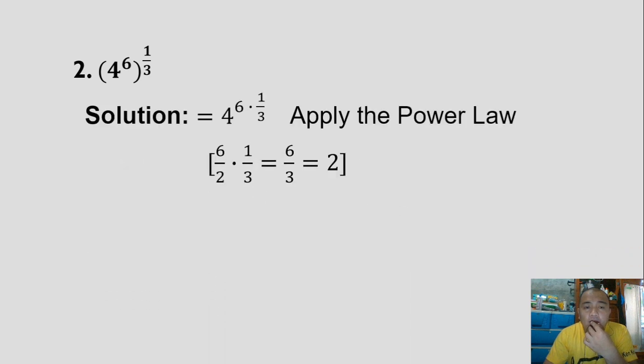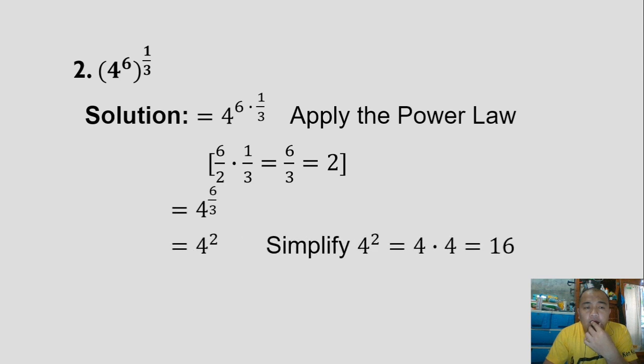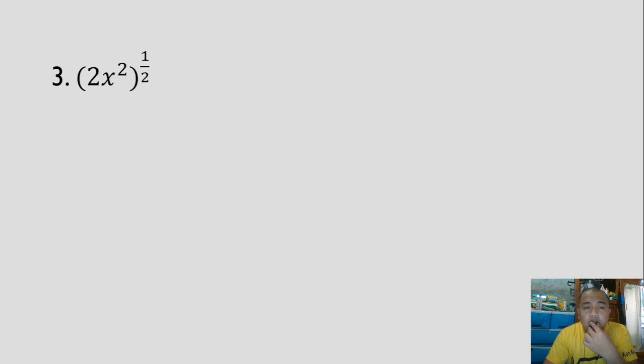Number 2. 4 raised to 6, raised to 1/3. Of course, we're going to multiply the exponents. 6 times 1/3 is 2, so we have 4 squared. Okay, 4 squared is 16. Yes, 4 raised to 6, raised to 1/3 is 16.